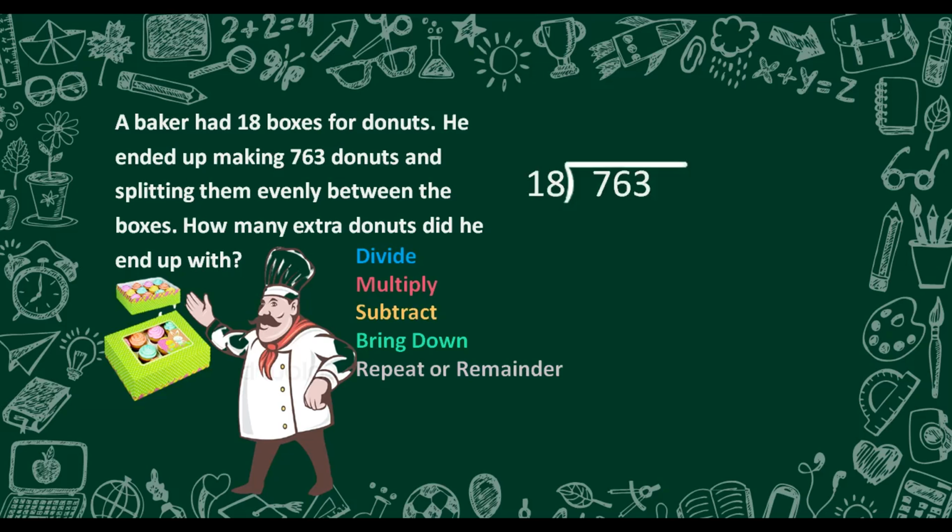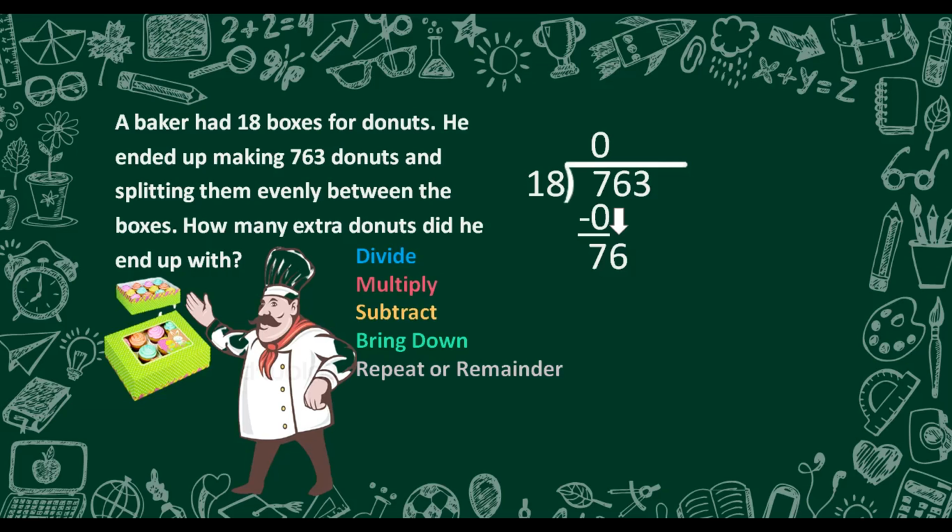763 divided by 18. How many times can 18 go into the number 7? Well, 0 times. Now we multiply. 18 times 0 would give us 0. Next, you've got it, we subtract. 7 subtract 0 would give us 7. What's our next step? If you said bring down the 6 in the tens place, you are correct.